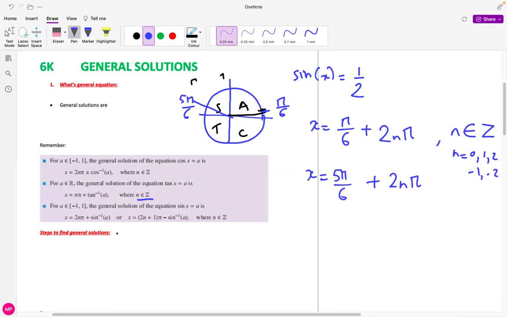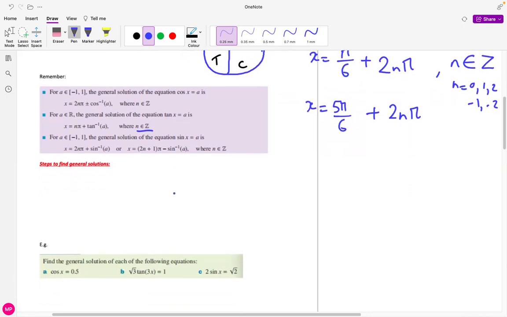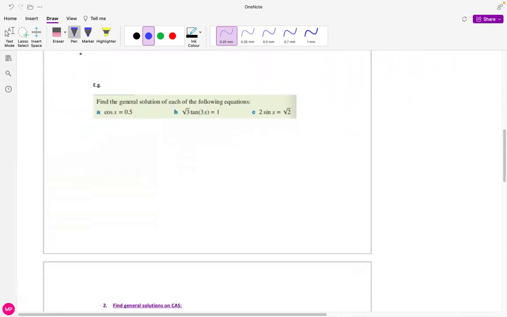Now this is for sine, and for cos, you do exactly the same process. But maybe before we move to 10, we're going to do some of these together first. So find the general solution for cos of x equal to a half. So the reference angle for a half will be 60 degrees, which is pi over 3. So we know one of the angles is pi over 3.